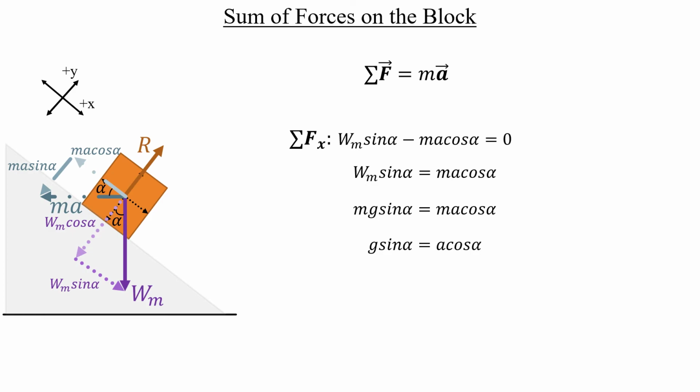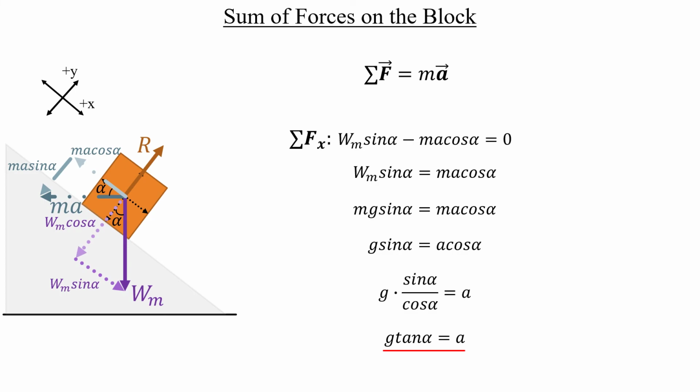Next, if we divide both sides by the cosine of alpha, we do end up with an equation for lowercase a. Sweet. Let's go ahead and do one more step and exchange sine over cosine with tangent. Now this is what we needed.